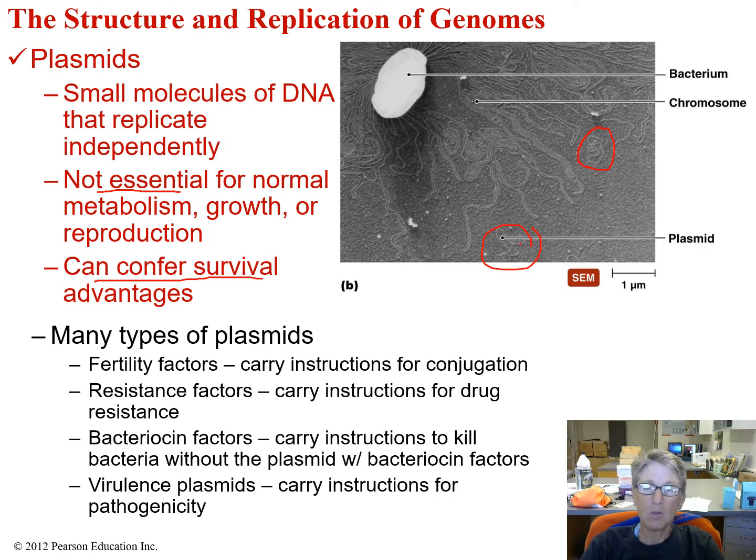So there could be genes on this plasmid that will help the bacteria fight off antimicrobial drugs that we might try to kill the bacteria with. There are different types of plasmids. There are fertility factors. They carry instructions for conjugation. The conjugation pilus allows one bacterium to transfer a plasmid to another bacterium. A plasmid could also contain resistance factors, DNA that carries instructions for drug resistance.